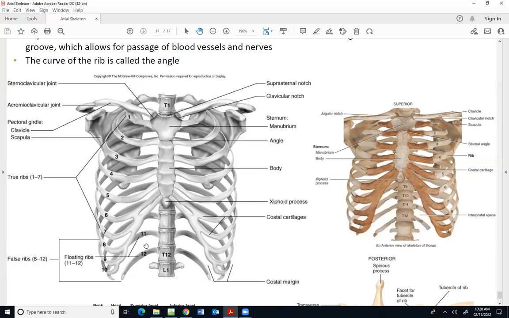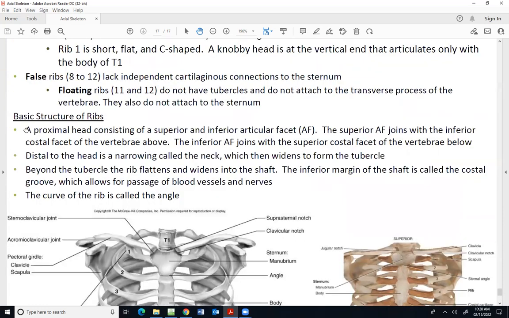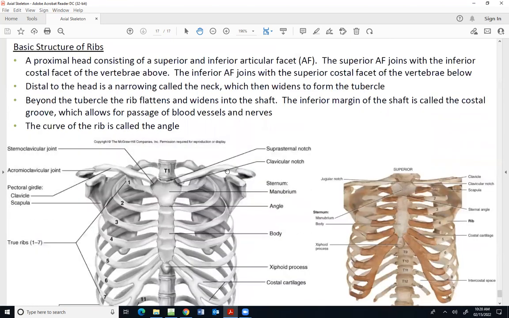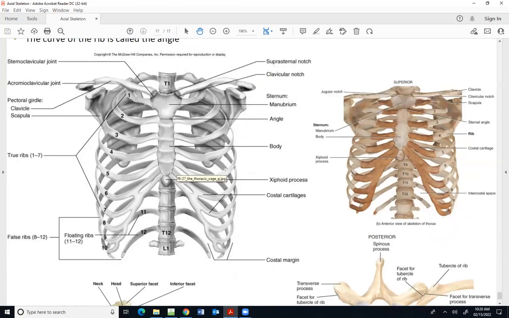11 and 12 are not only false, but they're floating as well. That's because they do not actually attach to the sternum. No attachment to the sternum. So what that means is 11 and 12 are false and floating, but 8, 9, and 10 are only false. Does that make sense? I wish there were 3 different categories, but there's 2 categories and then a subcategory. So those are the different types of ribs.